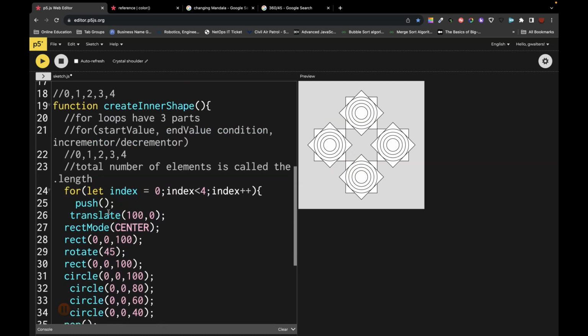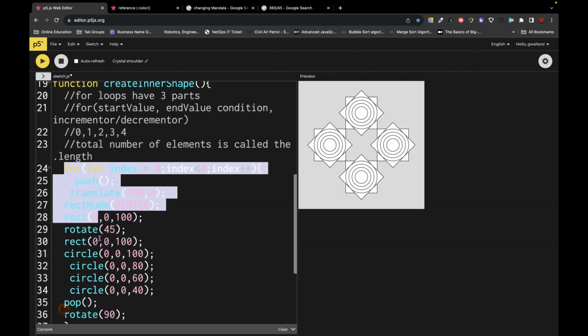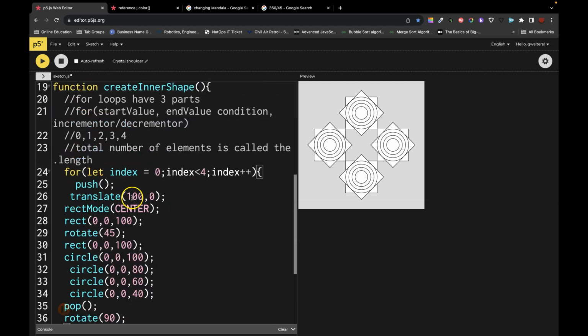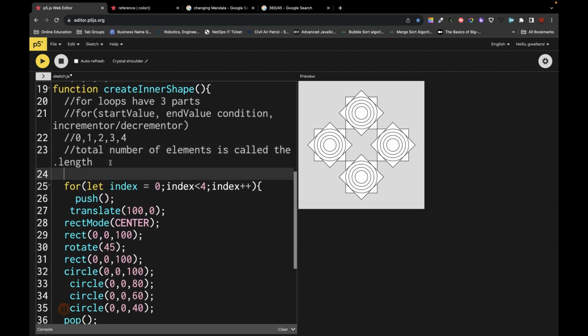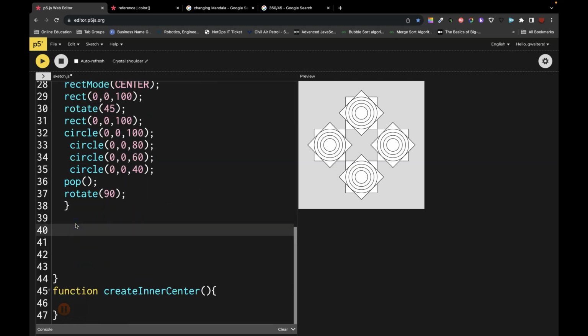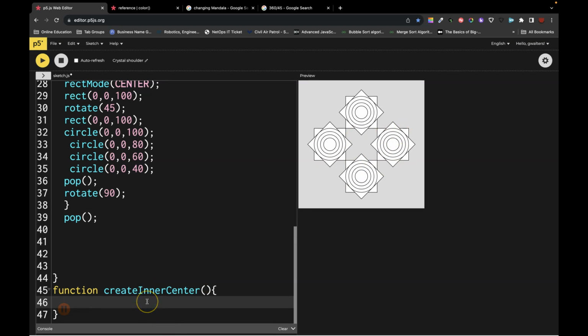So what I can do is put a push and a pop around this entire for loop. So let's just do that so we can see that it shouldn't change anything. Push, pop. The reason why we're doing this is because I don't want any rotation when I'm doing another layer. So there it is. Okay, so now I'm not rotated at all when I go to do the create inner circle.